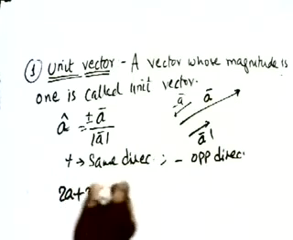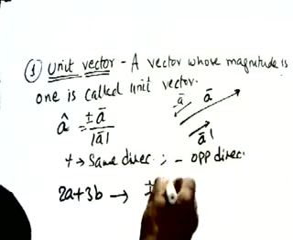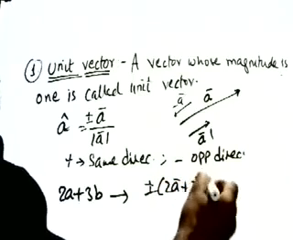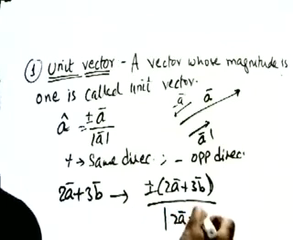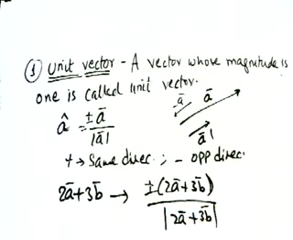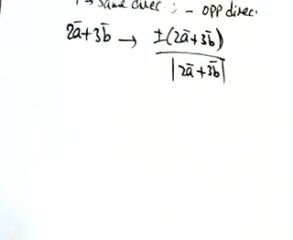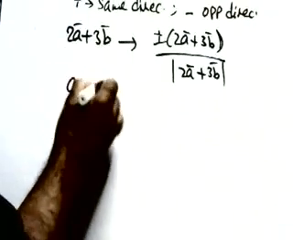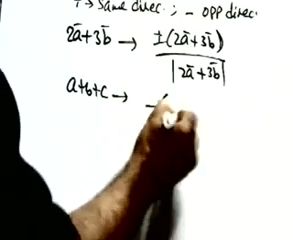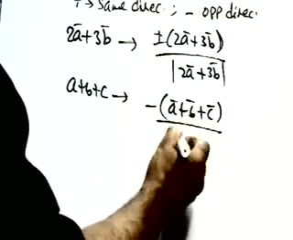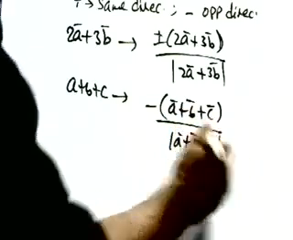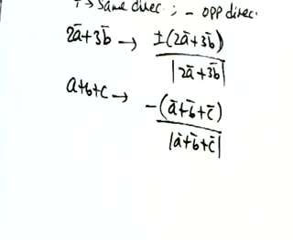Suppose we have to find the unit vector of 2A plus 3B. So what will be its formula? Plus or minus 2A plus 3B divided by its magnitude, mod of 2A plus 3B. Suppose the question is to find the unit vector in the opposite direction of A plus B plus C. Opposite direction means we have to use minus: minus vector A plus vector B plus vector C by mod of A plus B plus C. So any vector divided by its magnitude is called a unit vector.